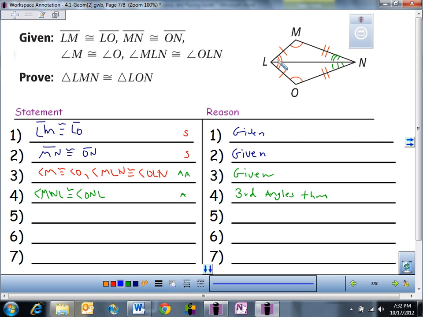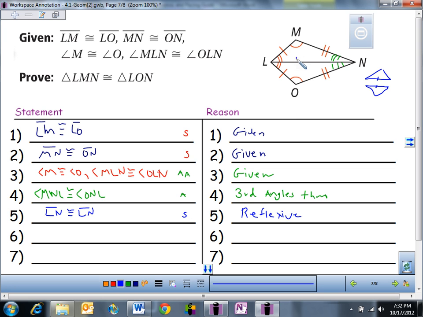So how do I know that LN, if I separate these triangles, there's the top one, and there's the bottom one. So this is LN, and this is also LN. So I know it seems kind of weird, but we need to say that it is congruent to itself. And remember, I told you we had one of those in our list. So how do we know that something is congruent to itself? It starts with an R. It's reflexive.